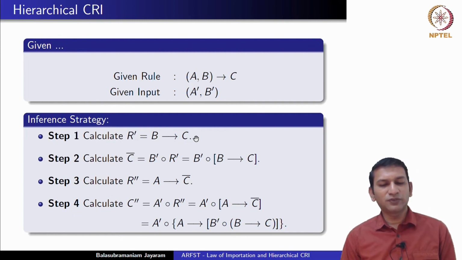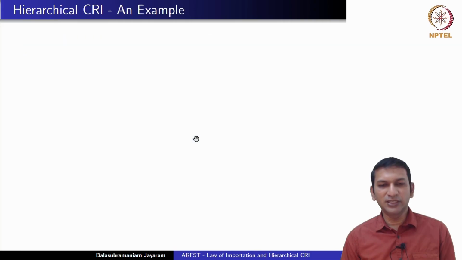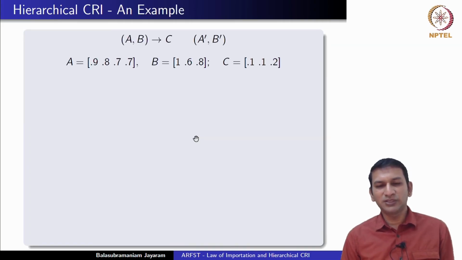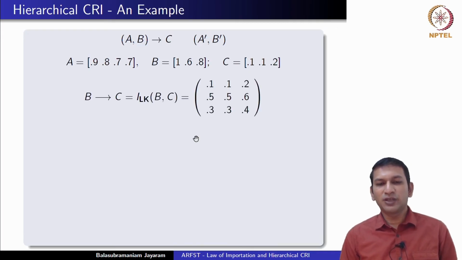Now let's calculate this for the same values that we have considered. So the rule that we have is A B implies C and A dash B dash are the given inputs. Let's assume the same values for A, B and C. So first we obtain the relation between B and C only. B is the antecedent and C is the consequent. Once again, let us use the Lukasiewicz implication. So the relation that we would get is essentially this.